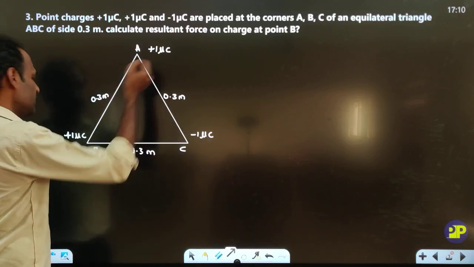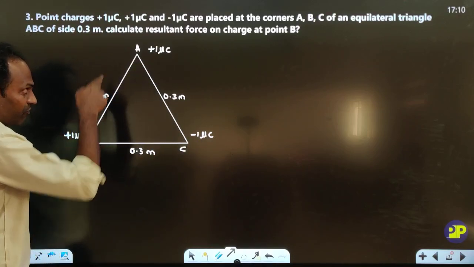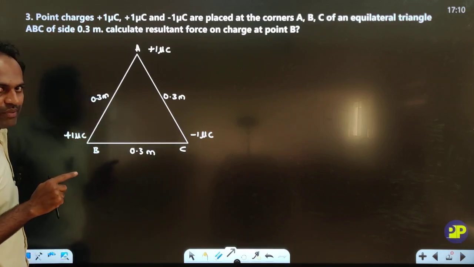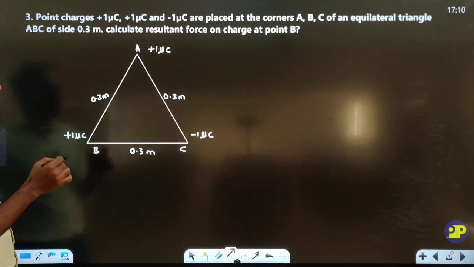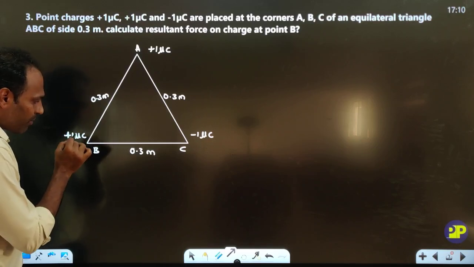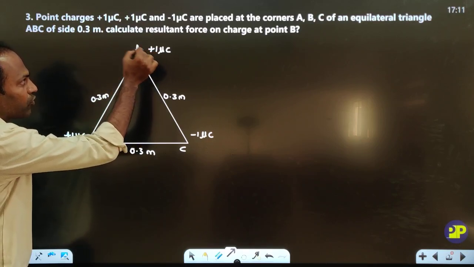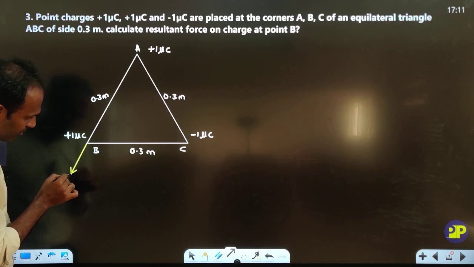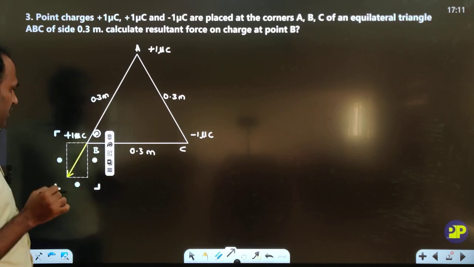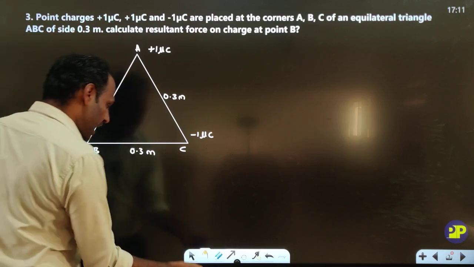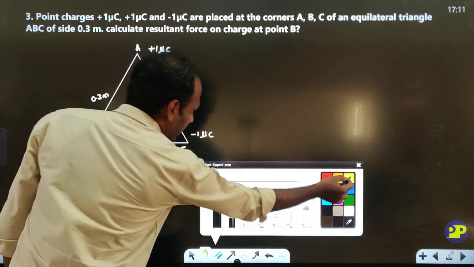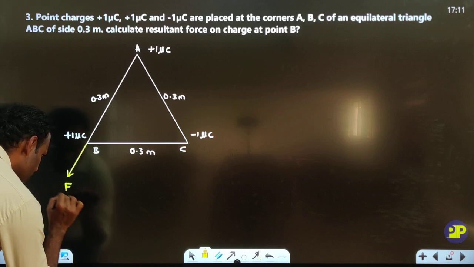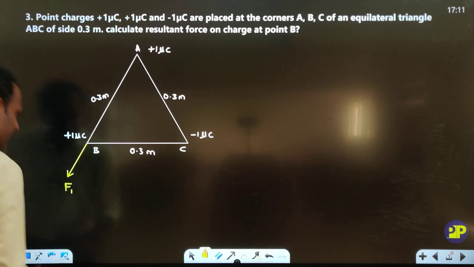Only thing is, since these both are positive, the force between them will be repulsive. Since these both are opposite in sign, the force between them will be attractive. So the force acting on +1 microcoulomb due to +1 microcoulomb at A will be repulsive, and I have to show it in this direction. Clear? So this is the force acting on the charge at B due to the charge at A.